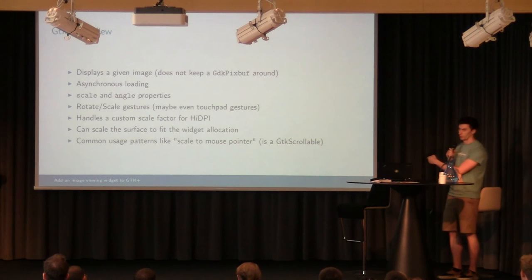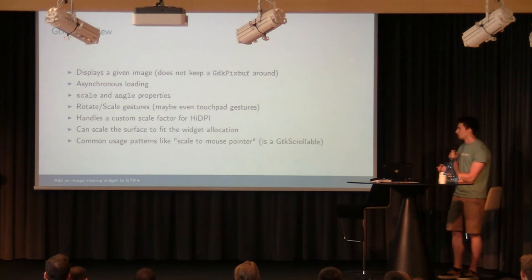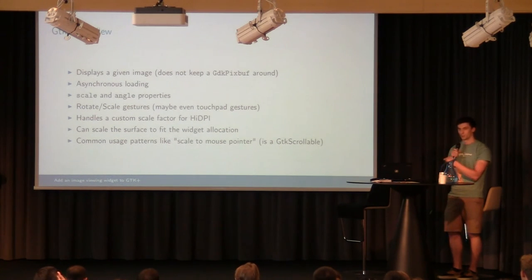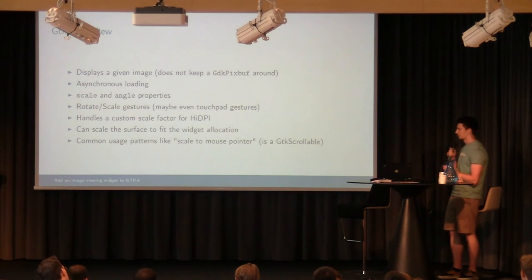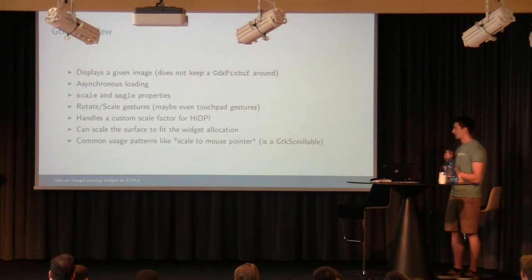GdkImage has this problem with high DPI and scale factors, which we want to avoid. So if you load any image from disk and tell GdkImageru that you designed it to be a scale 2 image, then it will not scale it up if your display is also scale 2. We can scale the surface to fit the widget allocation, or scale the widget to fit the image.